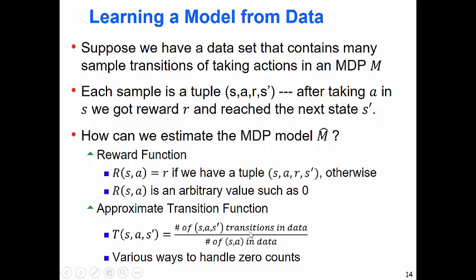And of course, you have issues of 0 counts here. There are lots of ways to deal with that. For example, you could add a constant to the denominator and numerator if you wanted to, but we won't deal with that right now. All right.